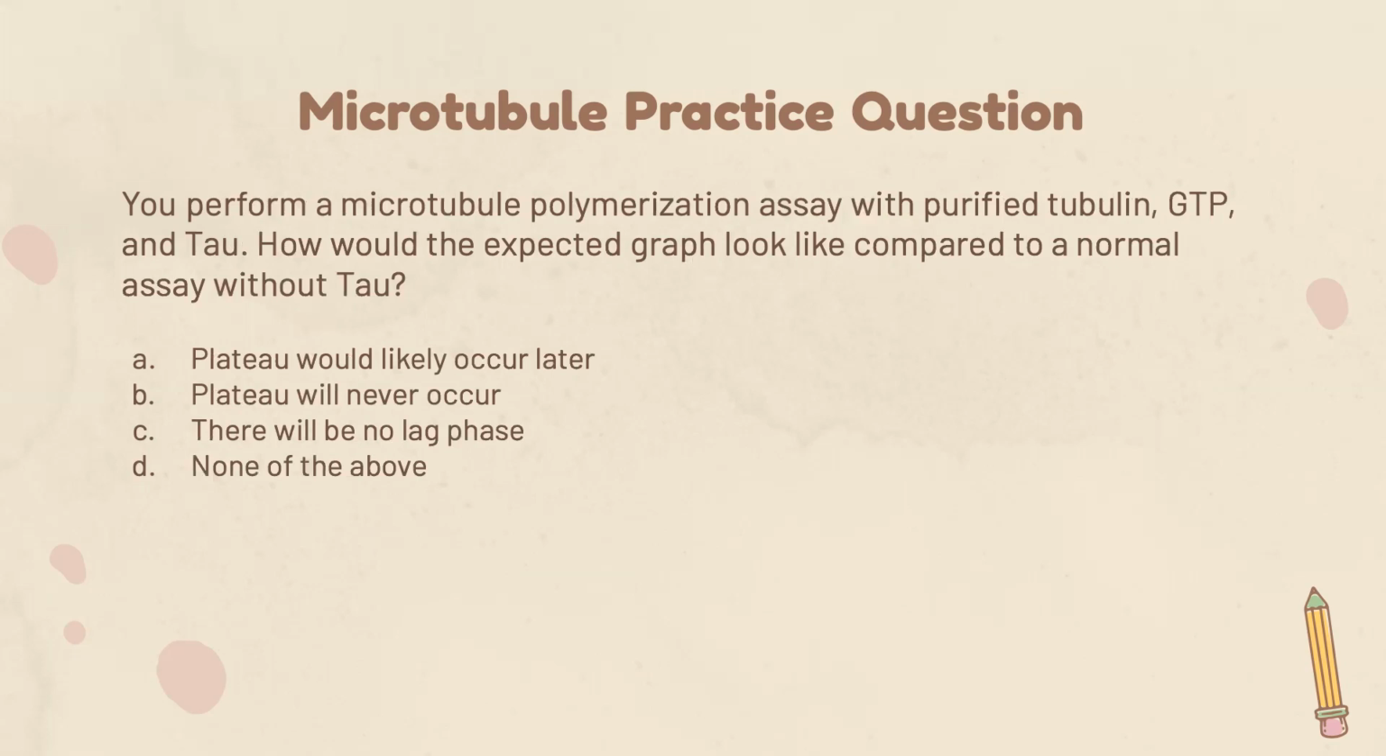All right, you perform a microtubule polymerization assay with purified tubulin, GTP, and tau. How would the expected graph look compared to a normal assay without tau?